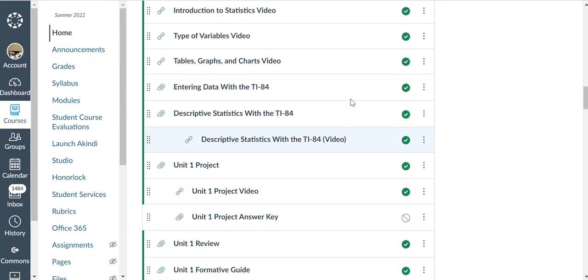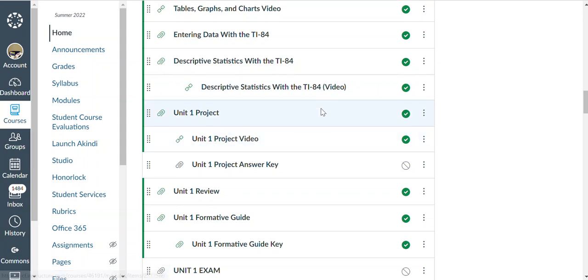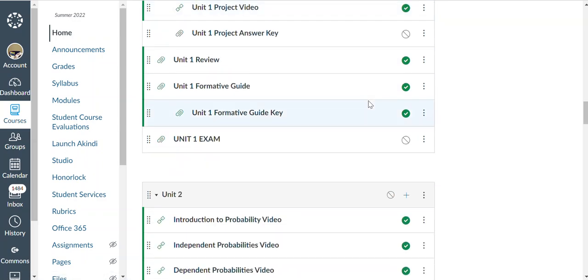Every unit you have a project due. There's a video that talks about how to do that. And of course, these answer keys I'll put up afterwards. I can't give you the answers up front. You're going to get graded on the answers. But also, this review is to help you review for the test. Here's a formative guide. You don't get points for these. This is just review. You have a formative guide that you really need to do. So don't ignore this information, and don't skip these when you're preparing for the exam.